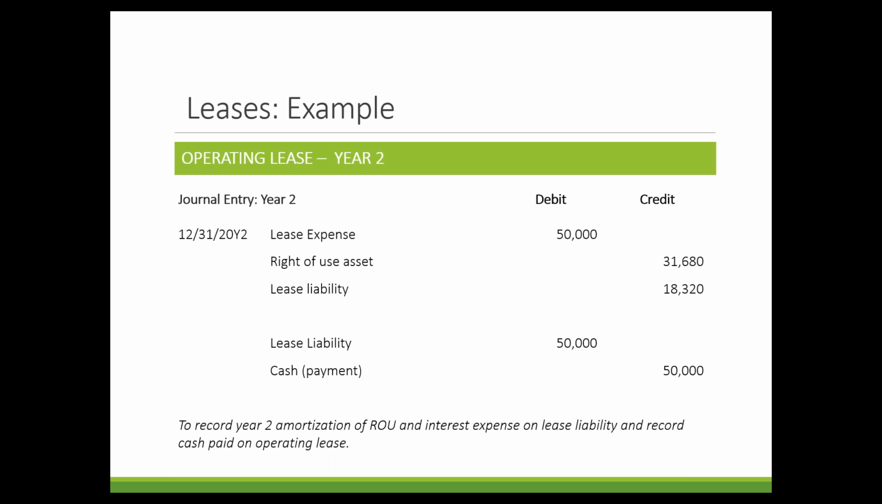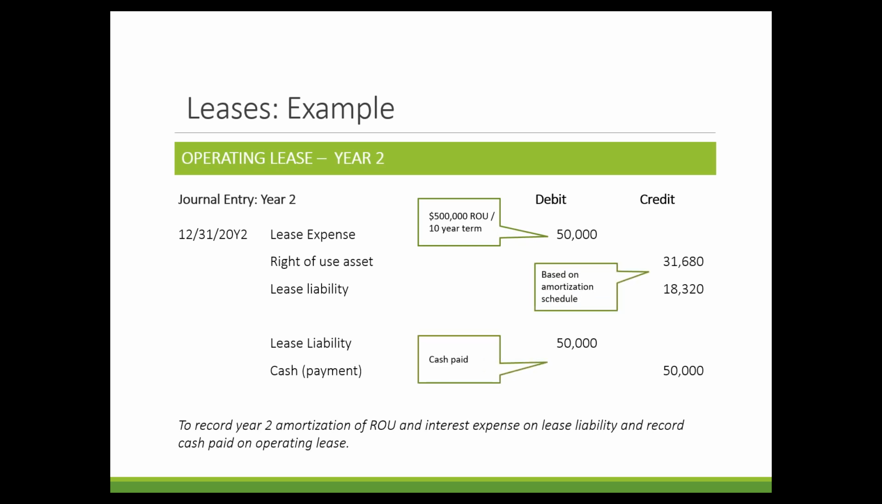In year 2, we will again recognize our lease expense, amortization for the right of use asset, and we'll increase our lease liability for the interest incurred. Then we will also reflect the $50,000 cash payment, which is due at the beginning of year 2, and this offsets our lease liability.